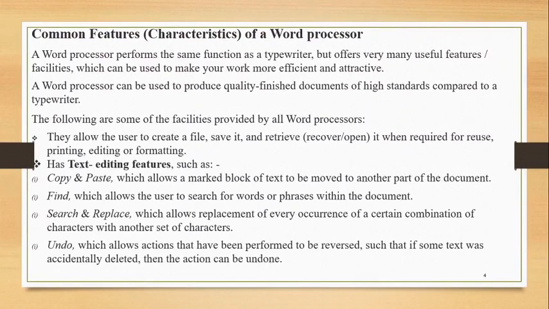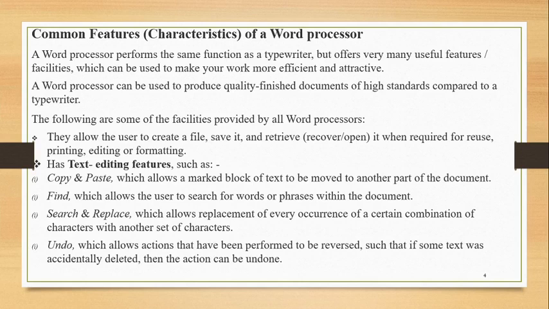Then we can look at the common features or characteristics of a word processor. A word processor performs the same function as a typewriter, but offers very many useful features and facilities, which can be used to make your work more efficient and attractive. And therefore, a word processor can be used to produce quality finished documents of high standards compared to a typewriter. The following are some of the facilities or features provided by a word processor.